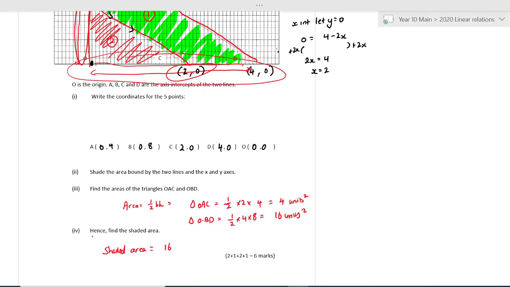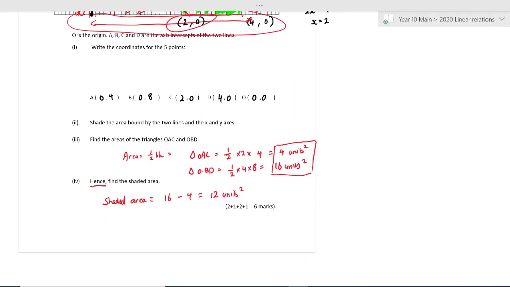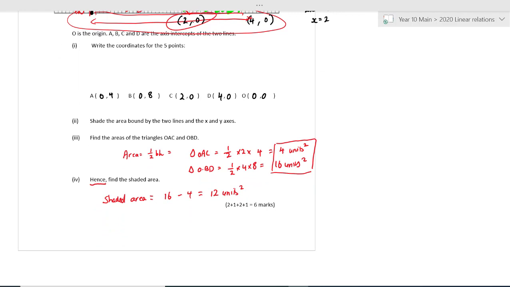And it says hence. Hence means that you need to use your answer to the previous question. Here are my two triangle areas, and we need to subtract the 4 from 16, which of course is 12. Doesn't look like we've got any units like meters or anything, so that is done. Obviously, it looks a little bit different, but there's nothing too crazy about this question. You just got to read and interpret it and take your time.